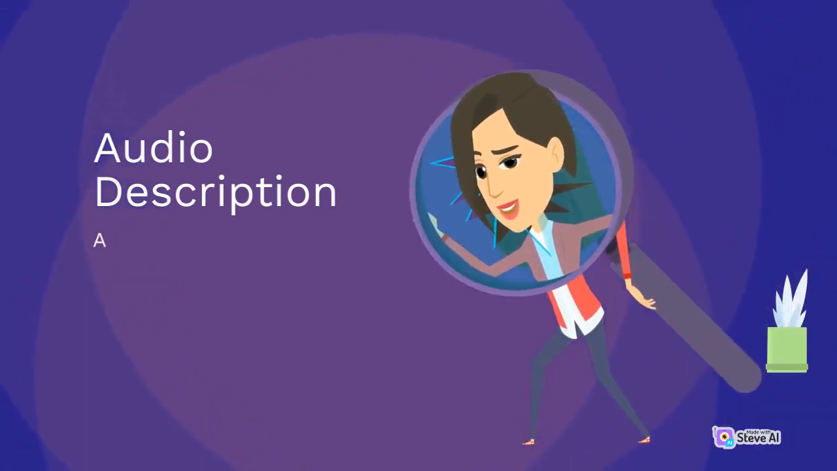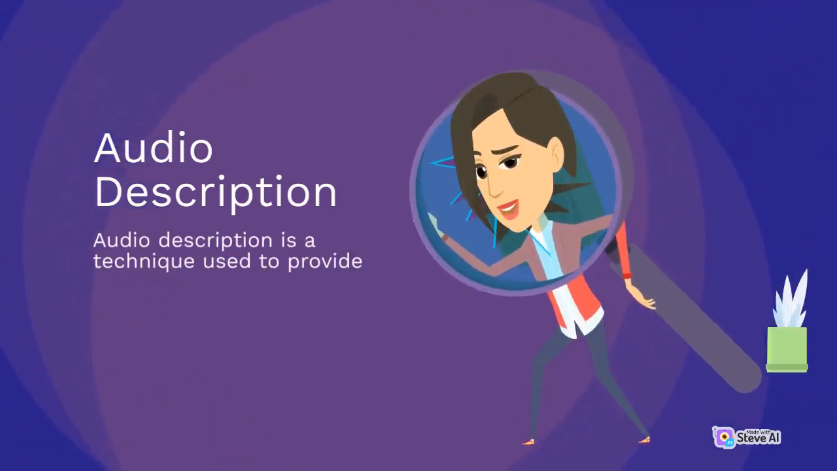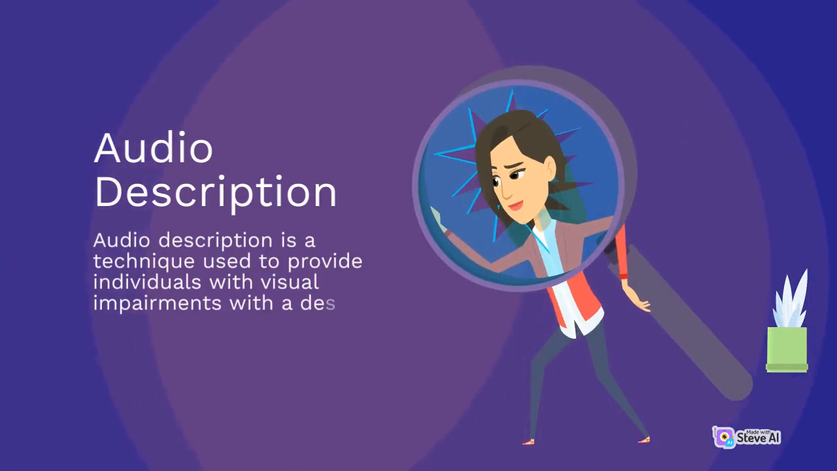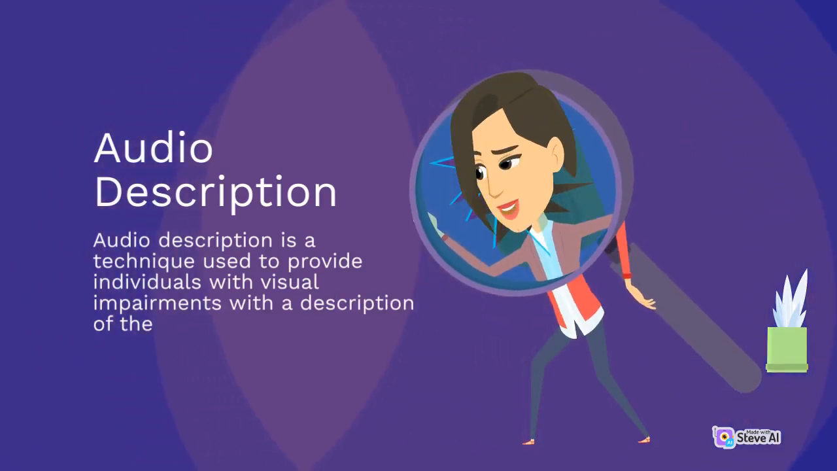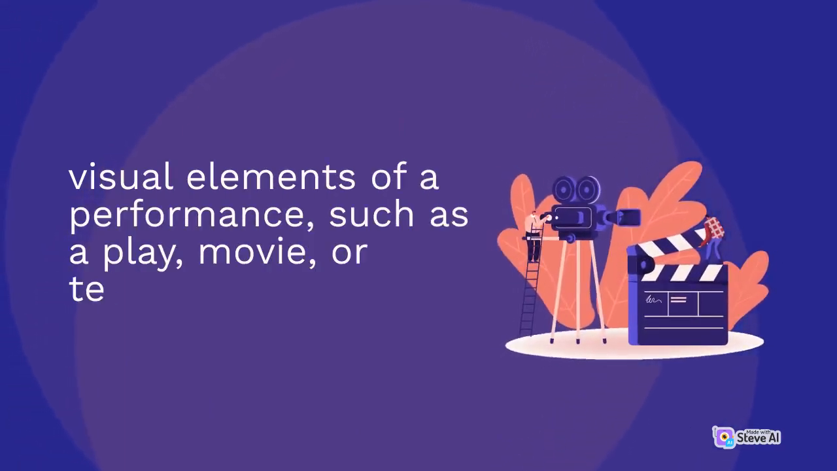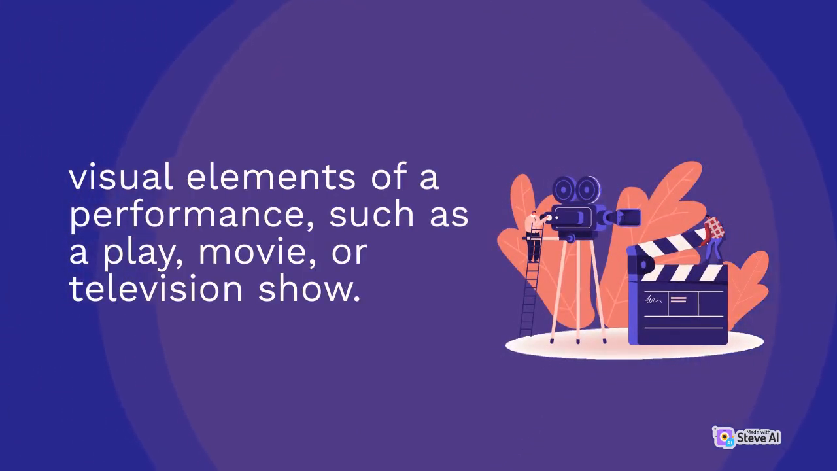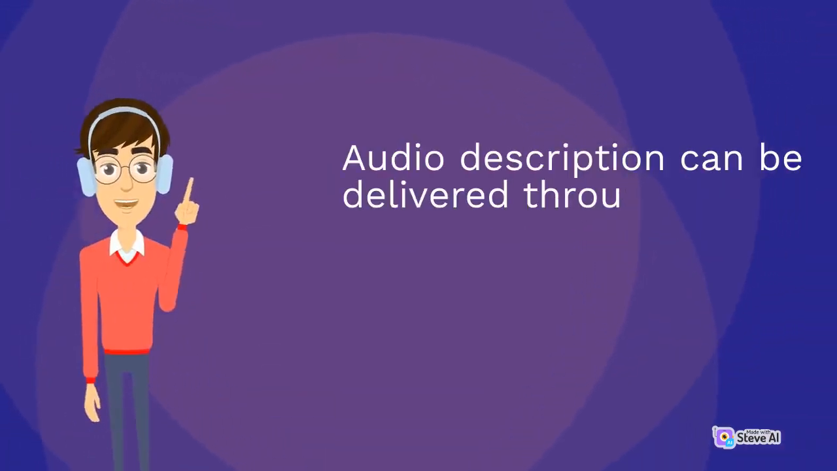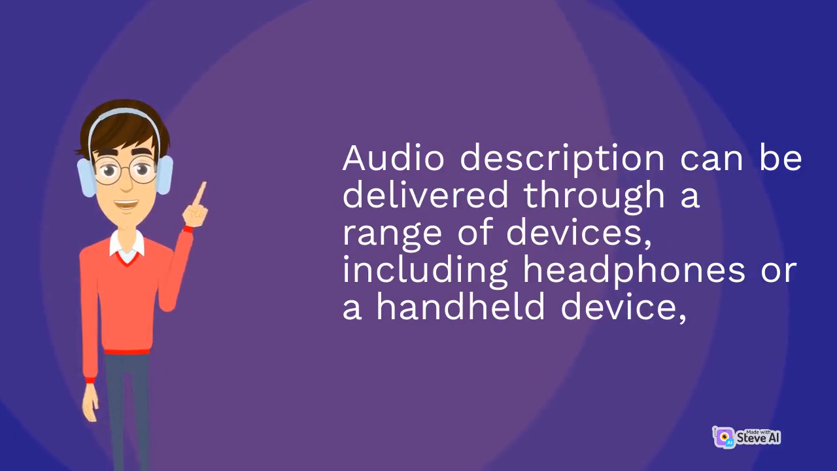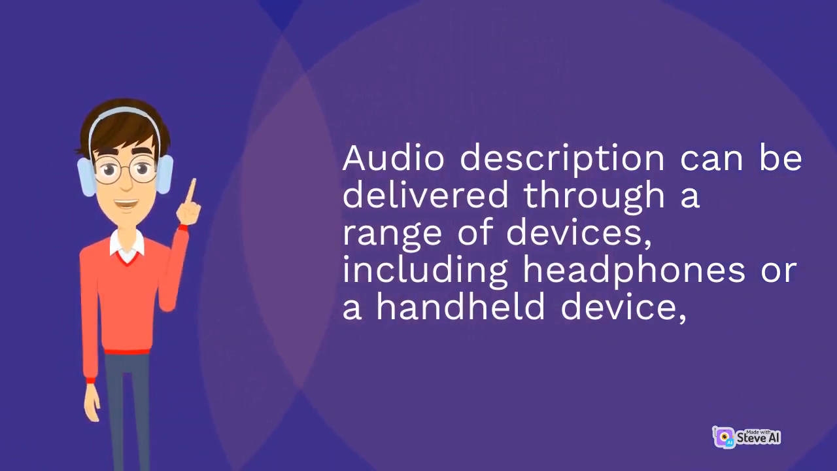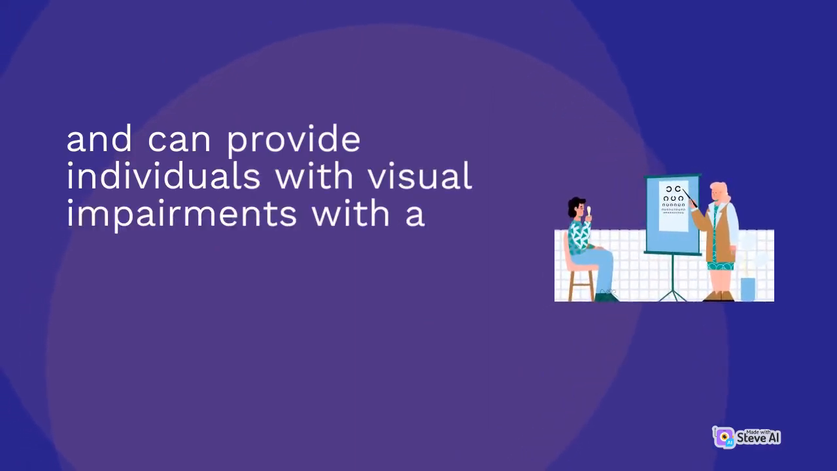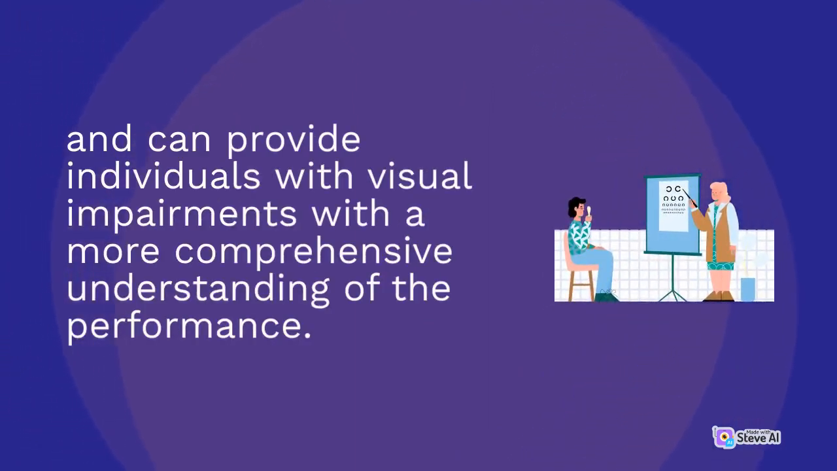Audio description. Audio description is a technique used to provide individuals with visual impairments with a description of the visual elements of a performance, such as a play, movie, or television show. Audio description can be delivered through a range of devices, including headphones or a handheld device, and can provide individuals with visual impairments with a more comprehensive understanding of the performance.